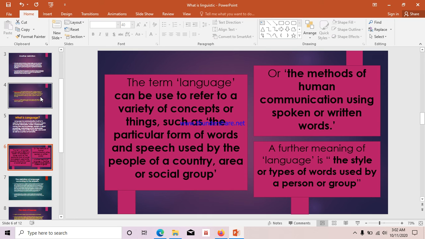The term language can be used to refer to a variety of concepts or things, such as the particular form of word and speech used by the people of a country, area, or social group.